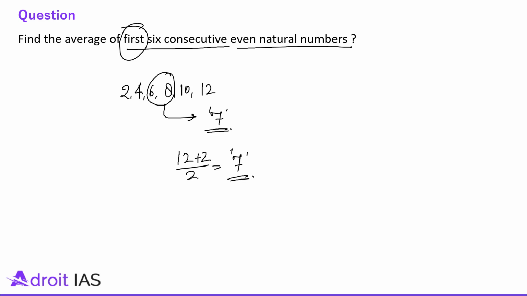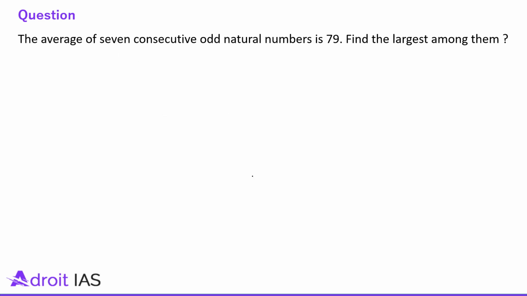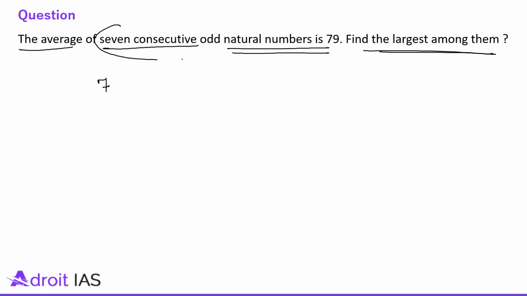Now let's move to the next question. Next question says, the average of 7 consecutive odd natural numbers is 79. Find the largest among them. 7 consecutive odd natural numbers.